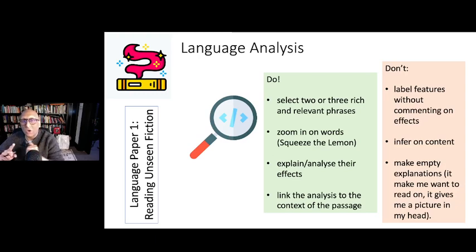As I said, you should try to get at least 2 or 3 rich and relevant phrases. Do zoom into those keywords and squeeze the lemon. Explain and analyze their effects. Device and effect is much more powerful. And if you wanted to, for AQA, they like you to link the analysis to what's going on in the passage as a whole, though I really don't think that's necessarily needed, given that it's only 8 marks.